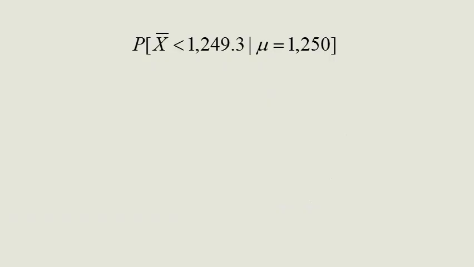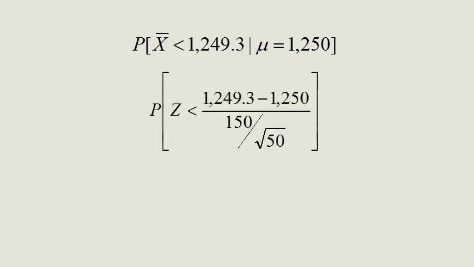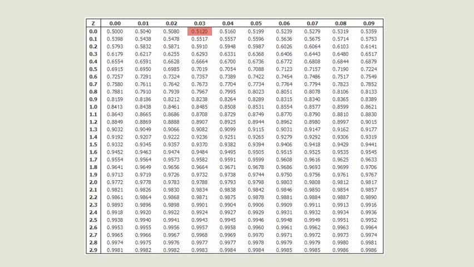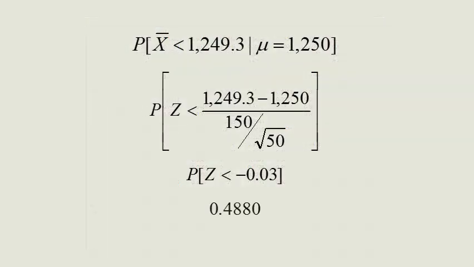Remember that not rejecting means that x bar is less than the critical value. And we are going to do this under the assumption that the mean is actually equal to 1,250. Create z by subtracting the mean and dividing by the SD, and we get z less than negative 0.03. Checking the z table, we see that this probability is 0.488. So this is the probability of type 2 error if the test is at 1% level.